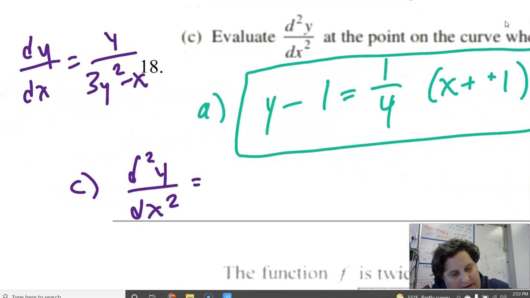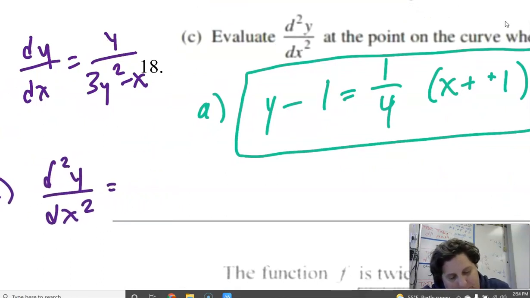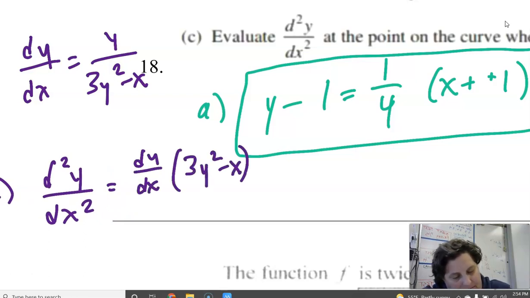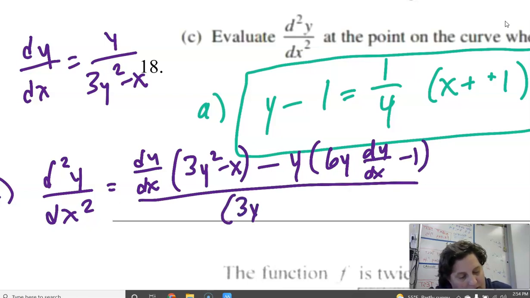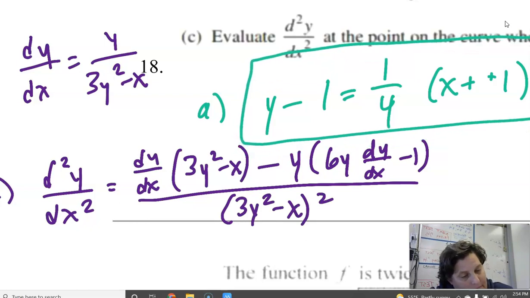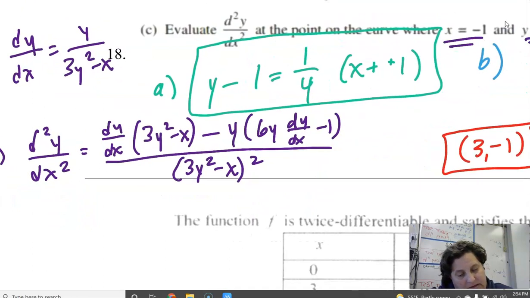We're going to do a quotient rule: derivative of the top times the bottom, minus the top times derivative of the bottom. Now this is going to be 6y dy/dx minus 1, all over the bottom squared. My goodness, this sucks.